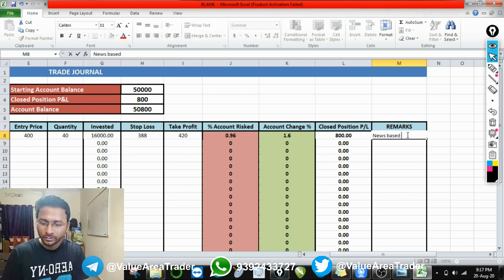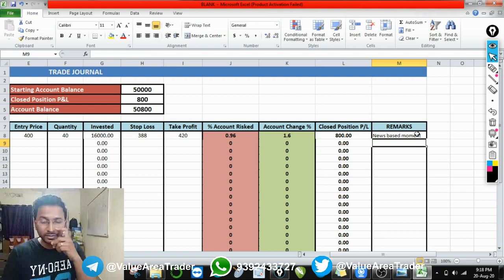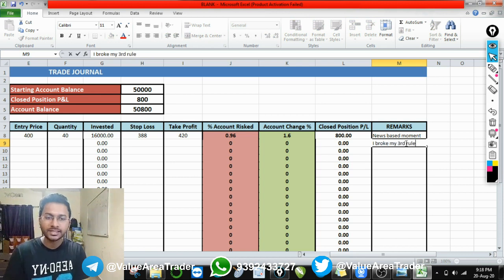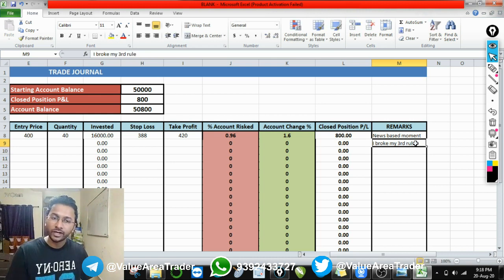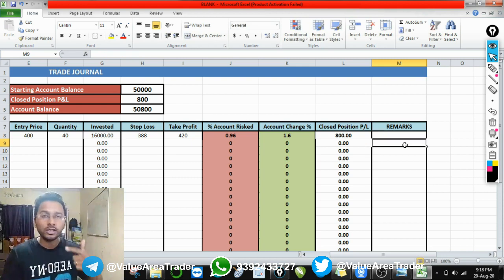Okay, news based movement, because of news based movement my stop loss was hit. In the same BPCL, I remember last week there was news regarding its divestment and all, so suddenly BPCL fell from there and my stop loss got hit. So I generally write there either news based movement, or that I broke my third rule, something like that. I always make sure that I write my remarks whenever I get losses, so that at the end of the month when you see the Excel sheet, you will get to know what all mistakes you have made, so that you can rectify them next month.